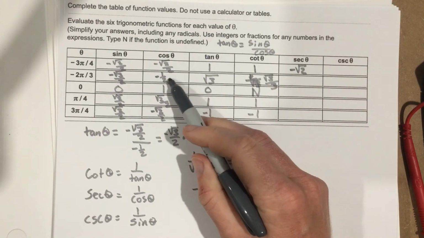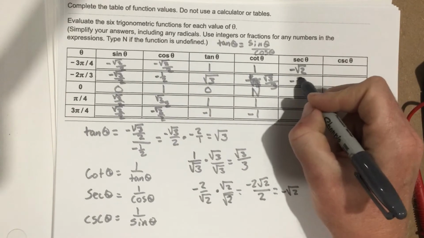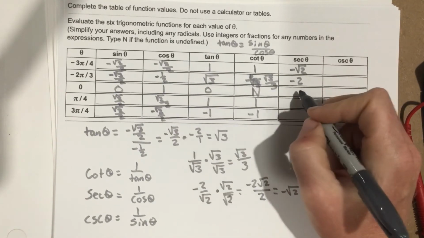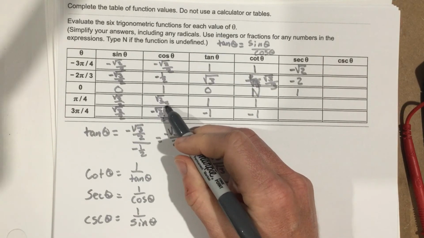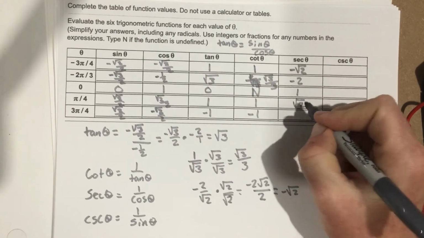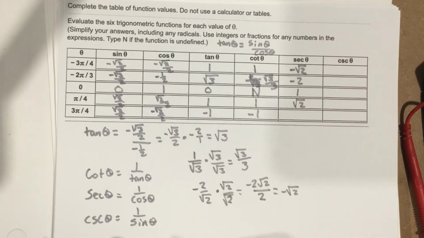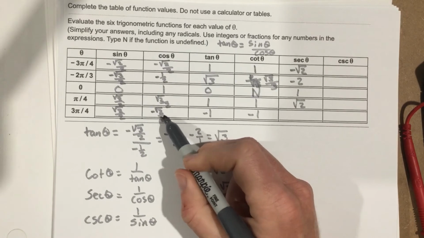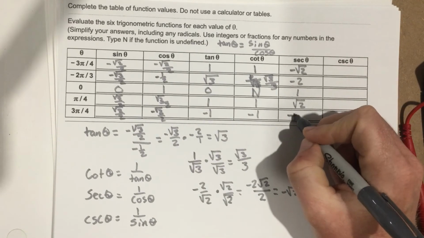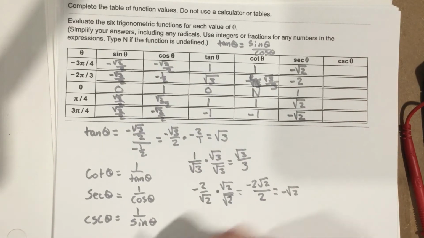If I take the reciprocal of cosine, that's negative 2. The reciprocal of 1 is 1. The reciprocal of root 2 over 2, I can just say is root 2 because the negative version gave me negative root 2. And then negative root 2 over 2, the reciprocal of that is just negative root 2, like what we got earlier.